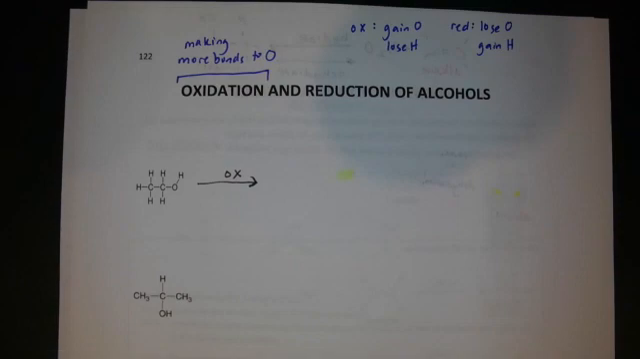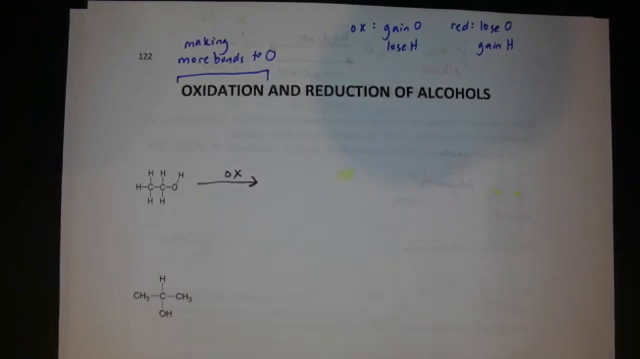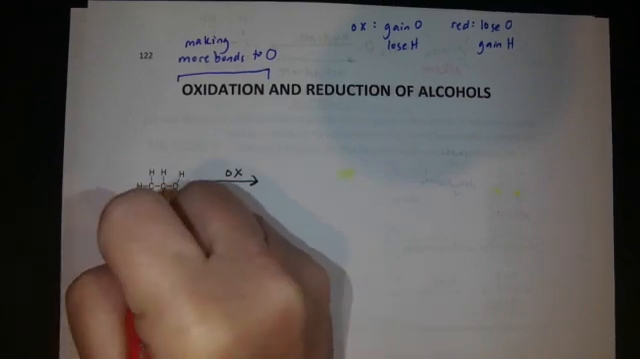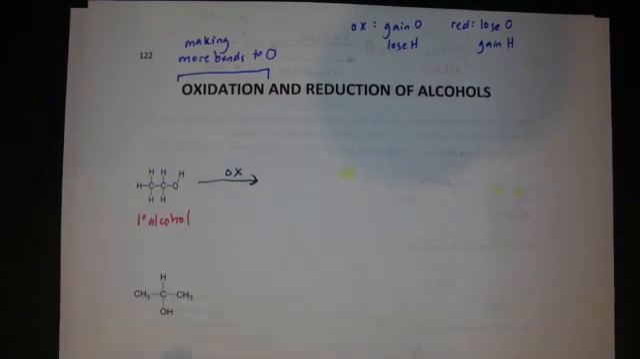Sometimes the oxidation will be indicated by showing the formula of an oxidizing agent. Sometimes it'll be just an OX abbreviation to indicate oxidation. You can see that this is an alcohol, and you can see that it's a primary alcohol. What happens if we try to oxidize a primary alcohol?